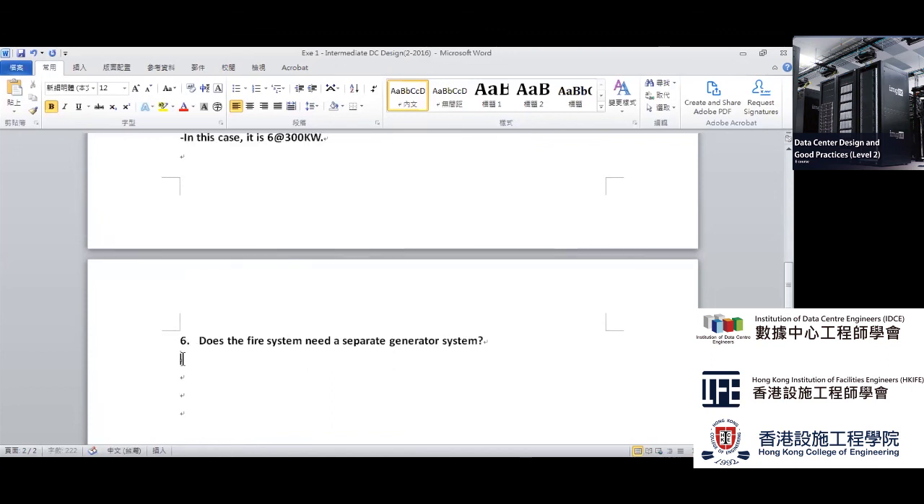Now here we talked about the fire and security system doesn't need a separate generator system. Normally does not require, unless the local country code may require. Just use the same UPS or just use the genset above. That should be enough. All right.